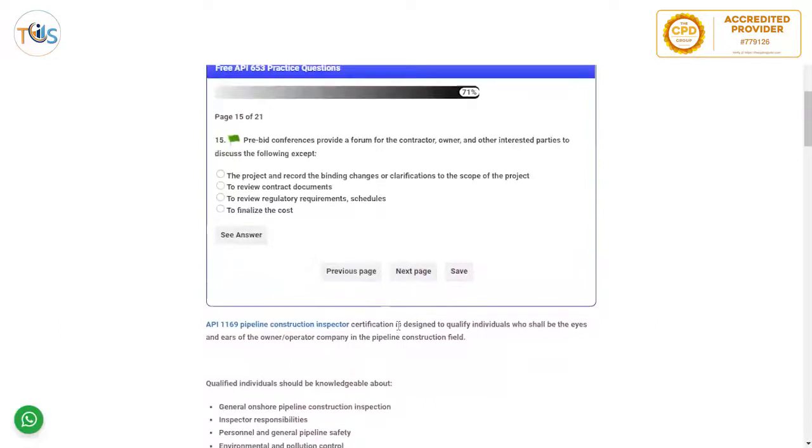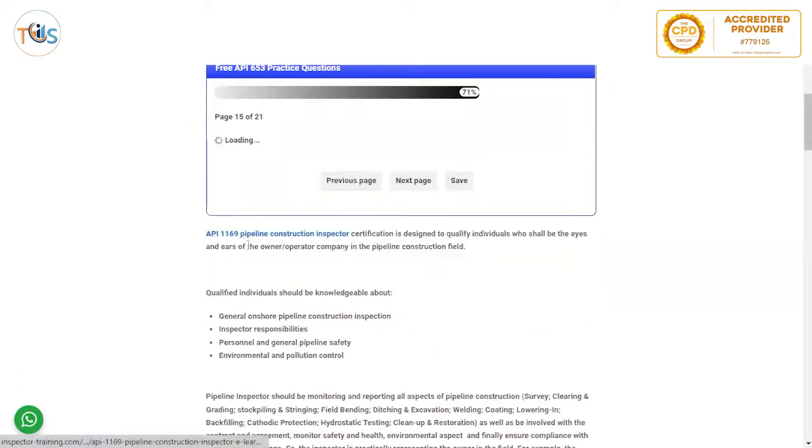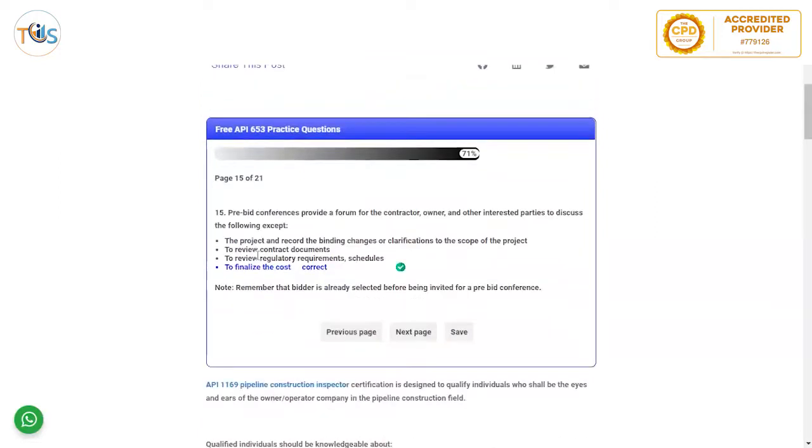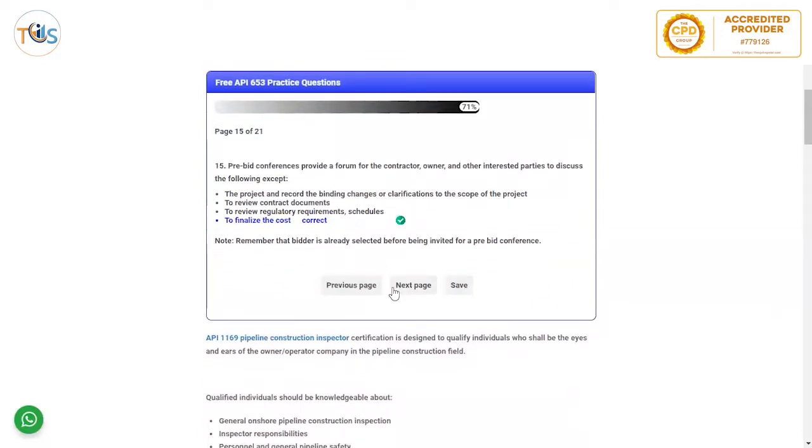Pre-bid conference provides a forum for the contractor, owner, and other interested parties to discuss the following: accept the project and record the binding changes or clarification to the scope of the project, to review contract documents, to review regulatory requirements, schedules, and to finalize the cost. The cost you don't discuss at the pre-bid conference because that's something the procurement department and finance department will be involved in, to finalize the technical aspect and production fabrication aspect of it.